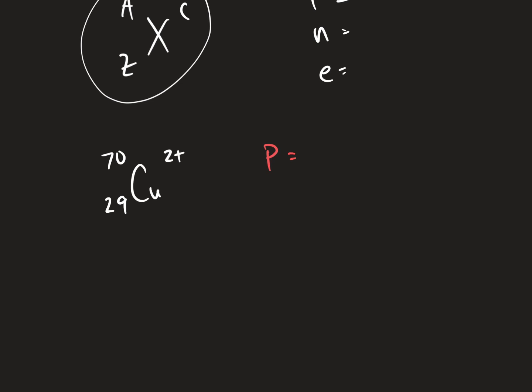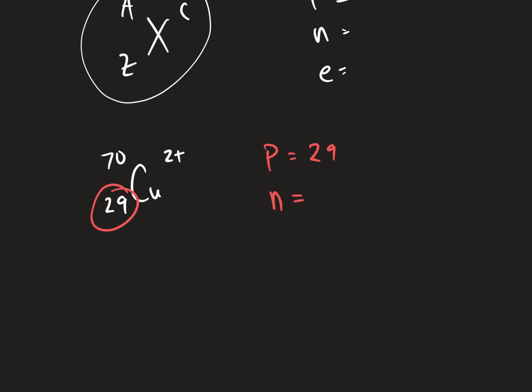Is it number 29. And what's the mass? The mass is 63.5. Okay, good enough. That's just a different isotope. Okay, so how many protons do we have? 29 protons. Because that's this number down here, right?